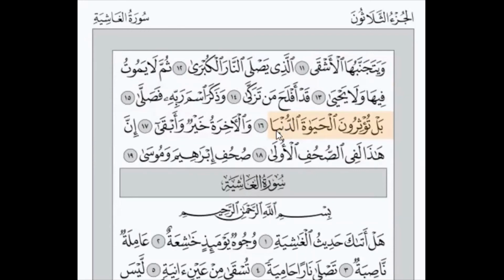If you merge it into the ya, it will be lost and we will not know what the word is. It would sound like ad-dunya, dunya. Now, dunya is a different word. It's not ad-dunya.